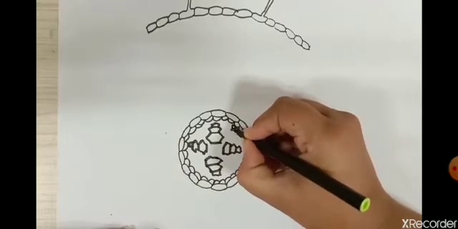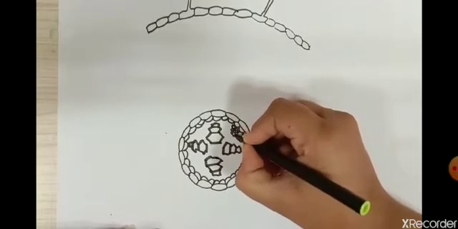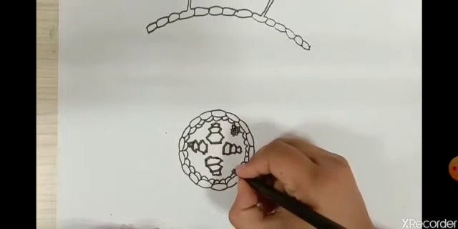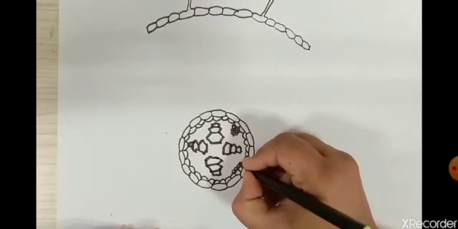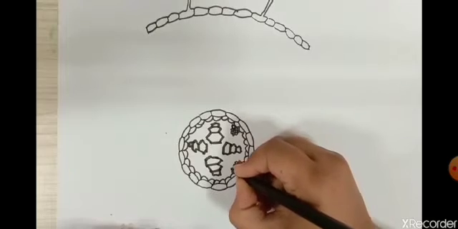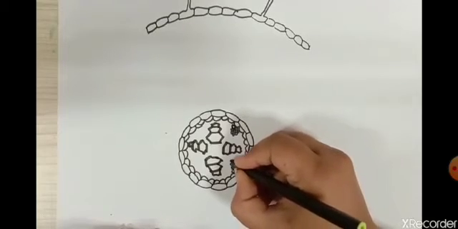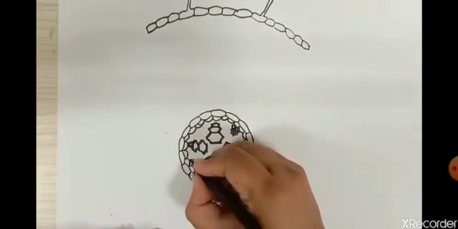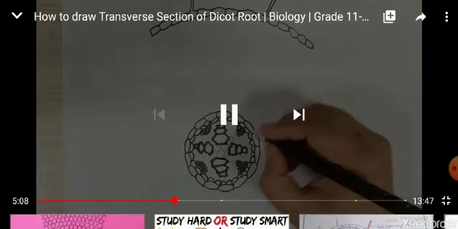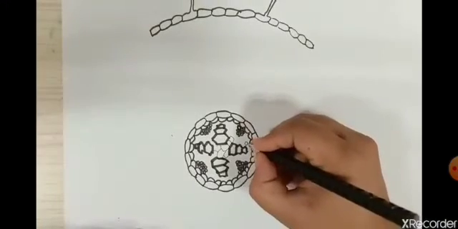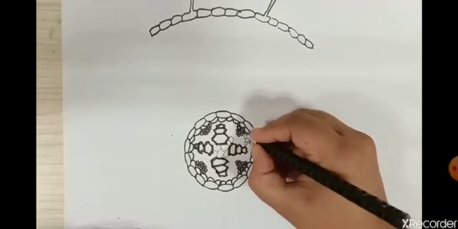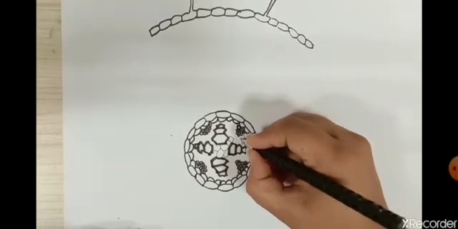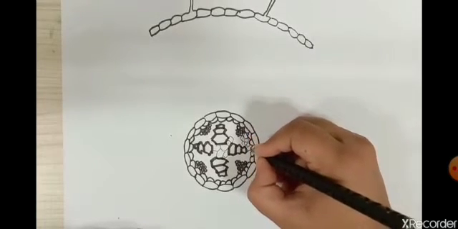Next we are going to draw the phloem vessels. They are found in different radii, alternately arranged. In between the xylem and the phloem, the other cells, the ground tissue, is present.